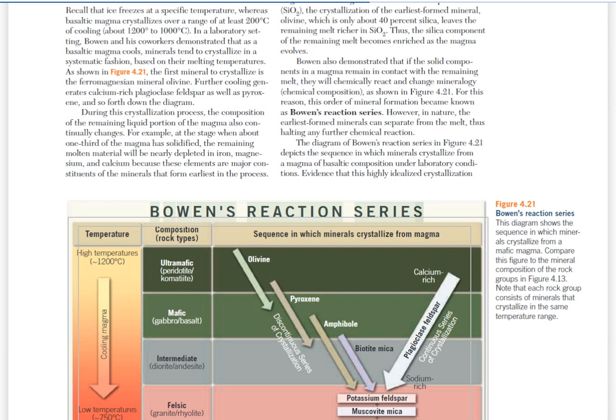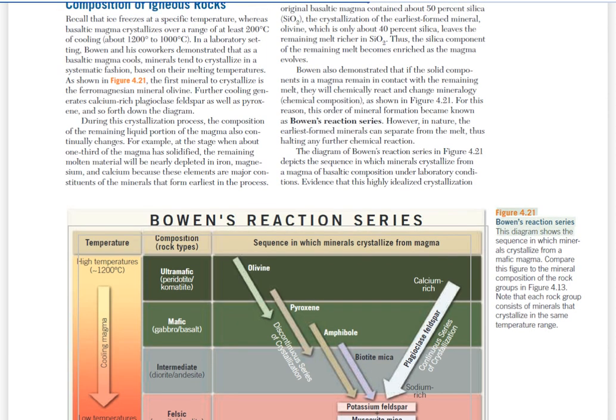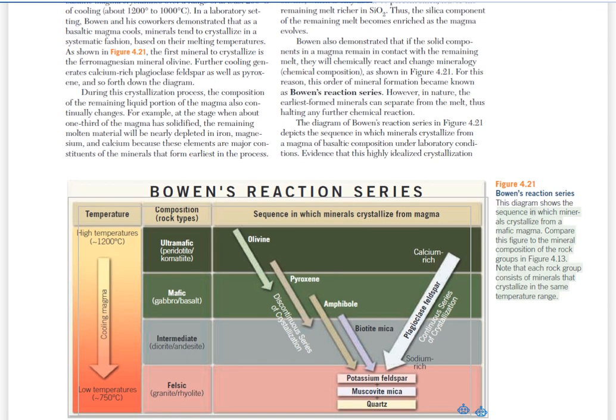Figure 4.21. Bowen's reaction series. This diagram shows the sequence in which minerals crystallize from a mafic magma. Compare this figure to the mineral composition of the rock groups in Figure 4.13. Note that each rock group consists of minerals that crystallize in the same temperature range.